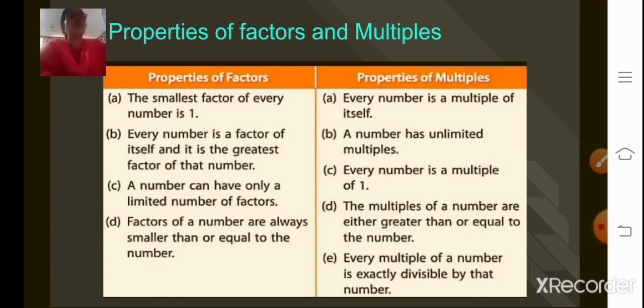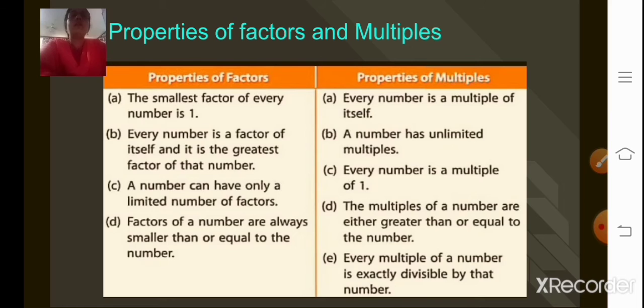Now let us come to the properties of multiples. Every number is a multiple of itself. A number has unlimited multiples. Any number you can multiply. Like if I take the number 5, 5 ones are 5, 5 twos are 10. It can go on till whatever number you want to multiply. So a number has unlimited multiples.